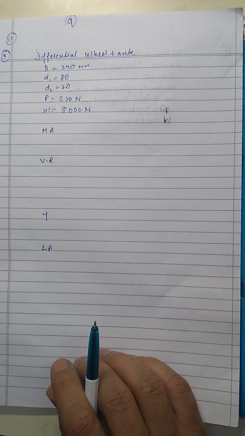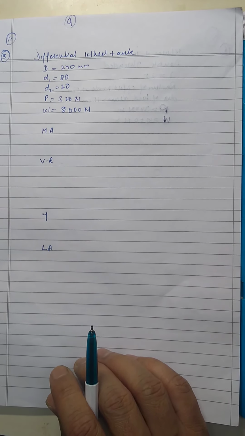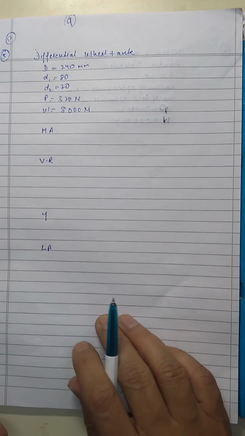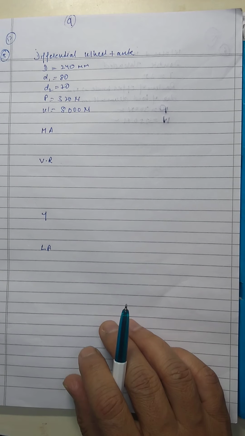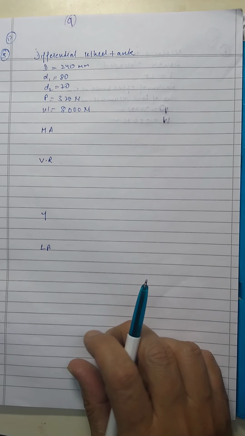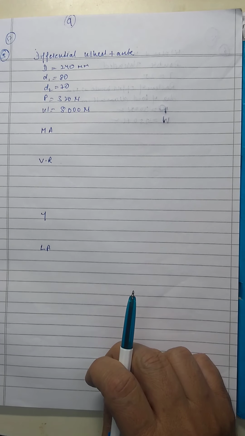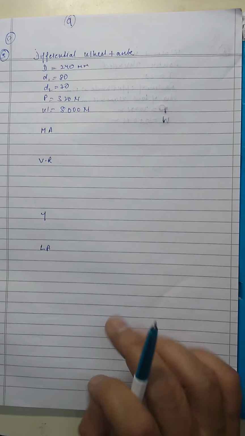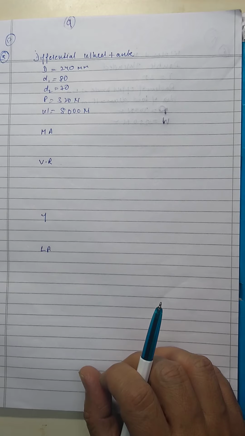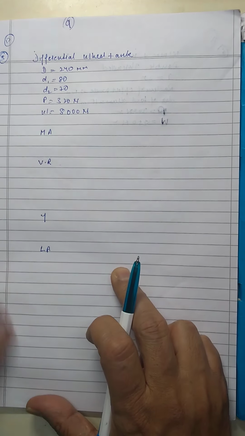In the previous lecture I told you how to do some numericals. Now some of the more numericals which are important as per your syllabus are concerned. In my last lecture I took numericals for the law of machine. Now coming to the third type of numericals, which are based upon different types of machines. First of all I'll be taking the first numerical.